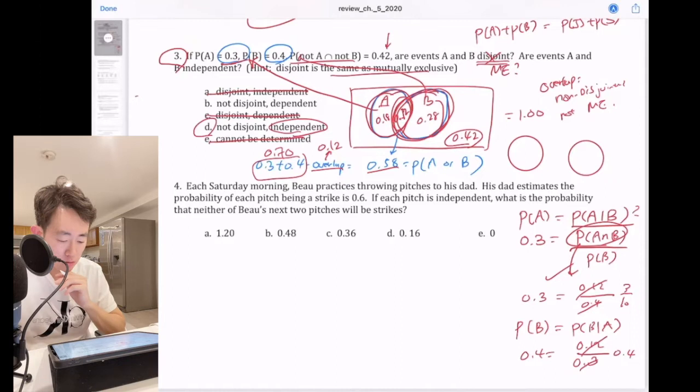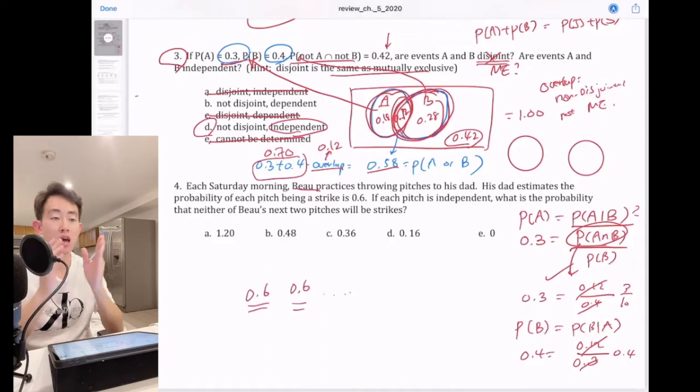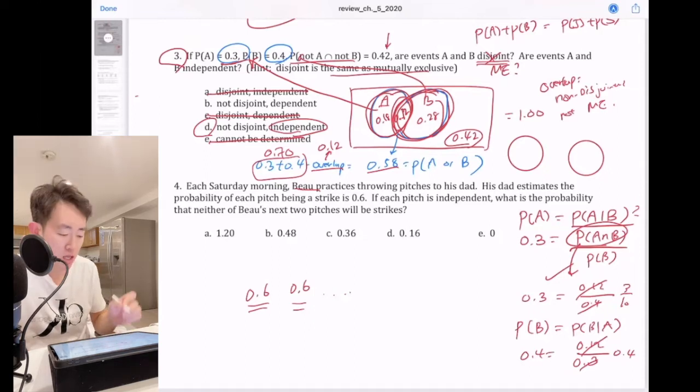Each Saturday morning, I don't even know how to pronounce his name, but he's throwing pitches to his dad. His dad estimates the probability of each pitch being a strike is 0.6. So the first one being a strike is 0.6, the second one being a strike is 0.6, and so on. Every pitch is independent from one another. They really don't impact the chances of it being a strike or not on the second or third attempts. So they tell you that each attempt or each pitch is independent.